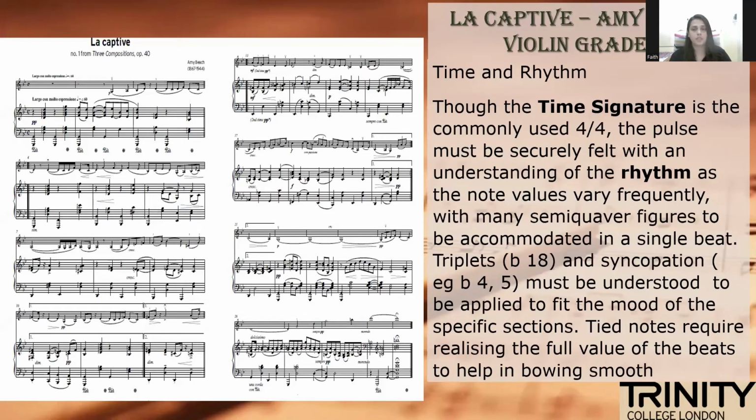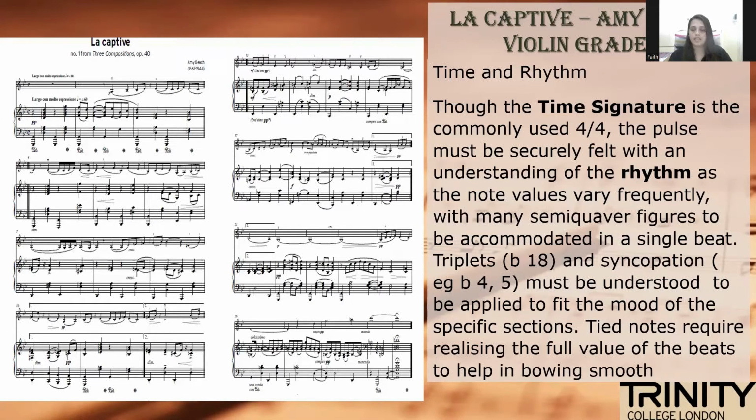So first we will talk about time and rhythm. Going through the time signature, though it's commonly used 4/4, we've got to keep in mind that the pulse must be securely felt because we are moving from crotchets into quavers, into semi-quavers, and back again. We also use a lot of slurs in this piece. So having a very secure idea of the rhythm theoretically will help us with our bowing, especially when we need to control the bowing across different rhythmic structures.